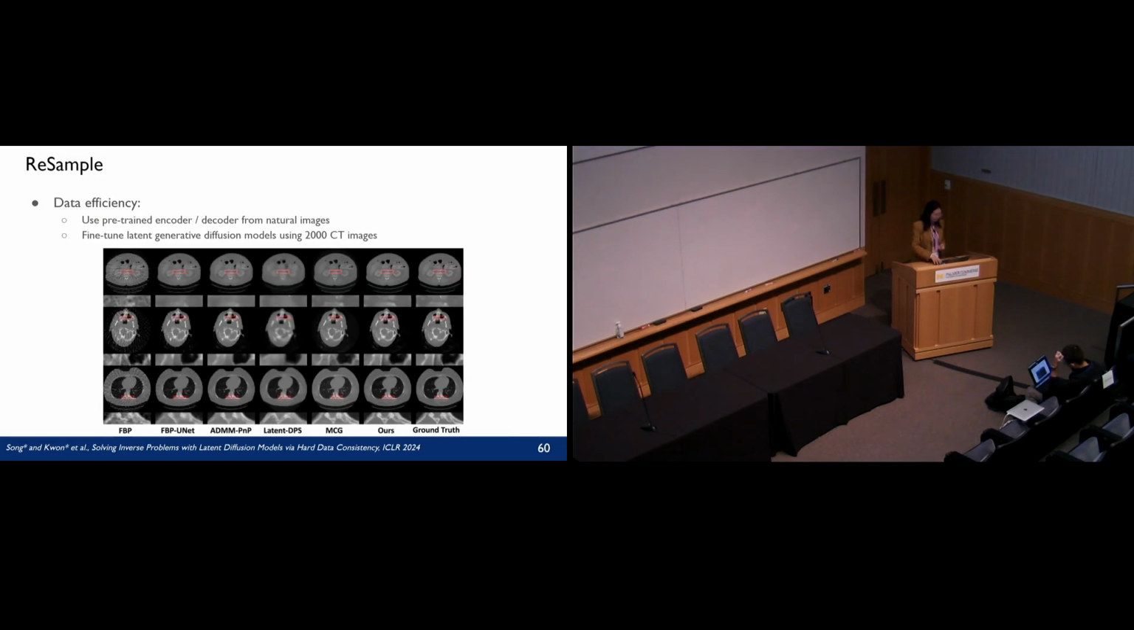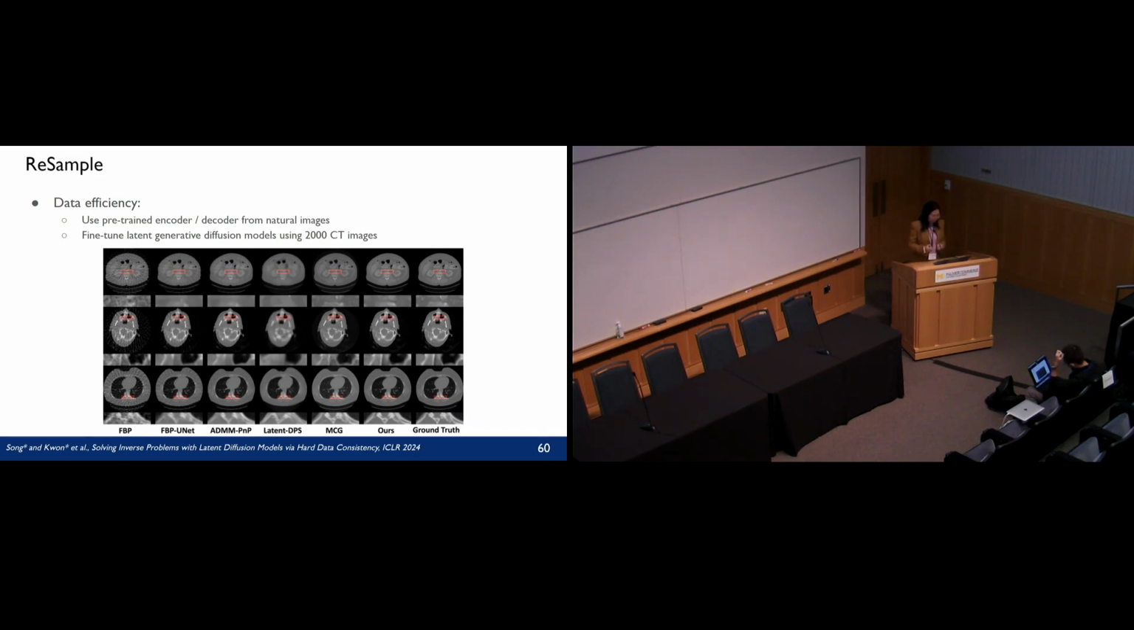And the results that we got from ReSample are also pretty exciting. Firstly, for the experiments on medical images, we're using the pre-trained encoder-decoder from natural image datasets. And for the latent diffusion models, we also observed it's pretty efficient to fine-tune the latent diffusion models from the natural domain to the medical imaging domain using only thousands of CT images. In previous work, there have been a lot of works on latent diffusion. So we are trying to compare with baselines, like using DPS in the latent space, even though it was not designed for the latent space.